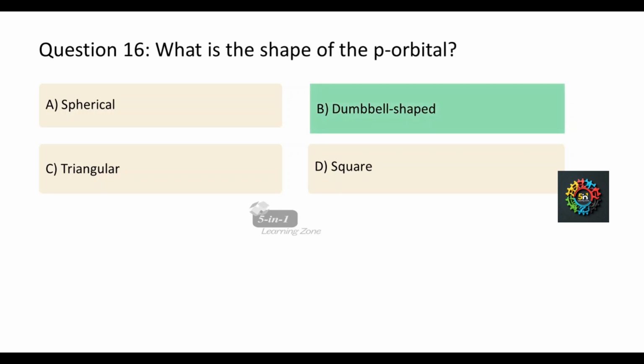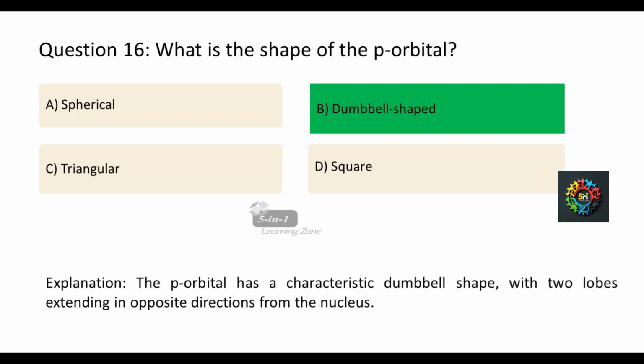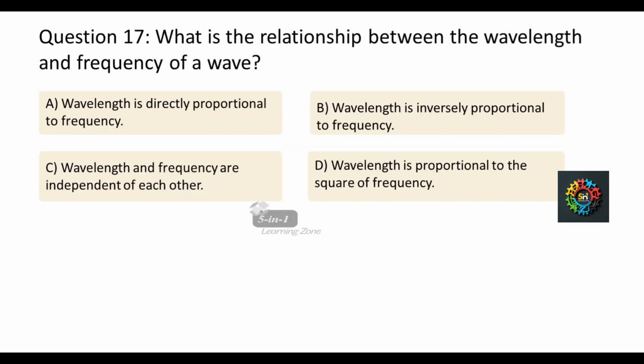Answer: B. Dumbbell-shaped. Explanation: the p orbital has a characteristic dumbbell shape, with 2 lobes extending in opposite directions from the nucleus. 17. What is the relationship between the wavelength and frequency of a wave?